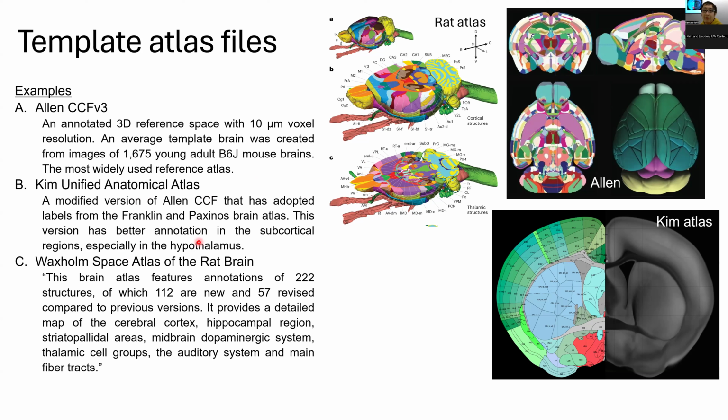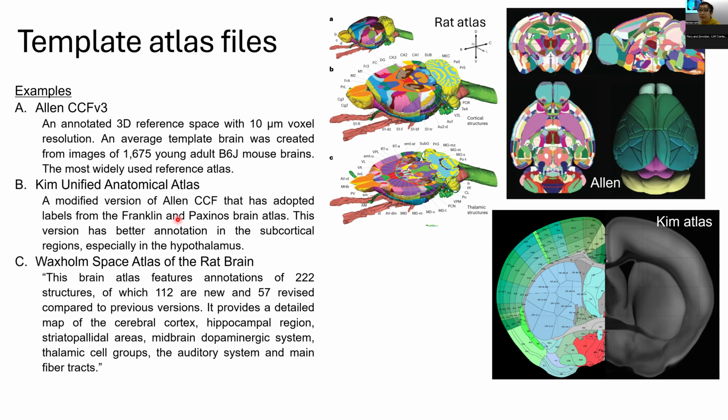So what the Kim Unified Anatomical Atlas tried to do was to use some of the Allen CCF framework, but also integrate the Franklin Paxinos brain regions. So this is actually more commonly used in the NAPE Center right now. I have been using this one because it had very well defined hypothalamic regions, which I was interested in.